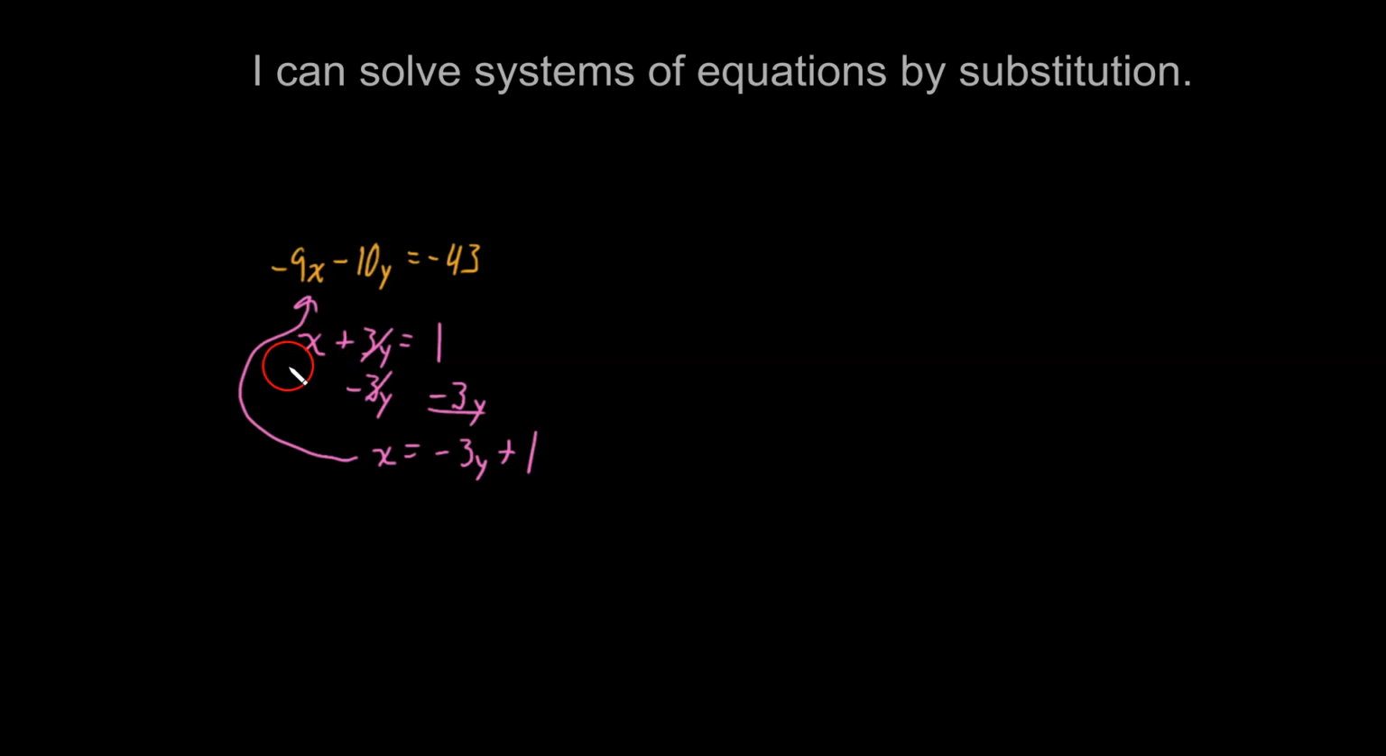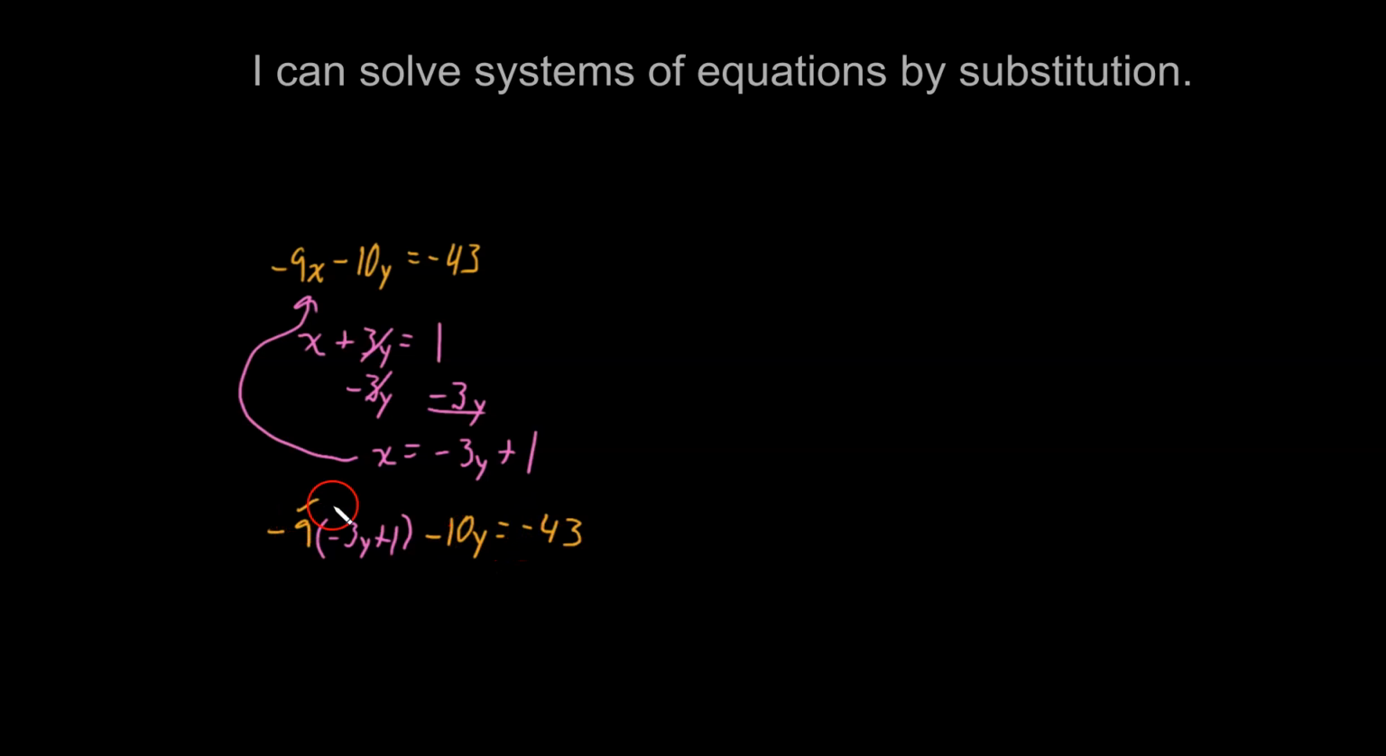That will not work very well, okay? You will just get an answer of infinite solution. You'll just get some constant equal to other constant. So it's important that you substitute it back into the other equation, okay? So that would give us negative 9, and now we're substituting negative 3y plus 1 in for x. So we go negative 3y plus 1 minus 10y equals negative 43.